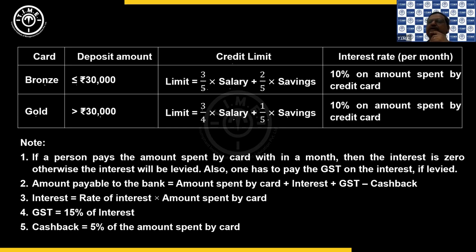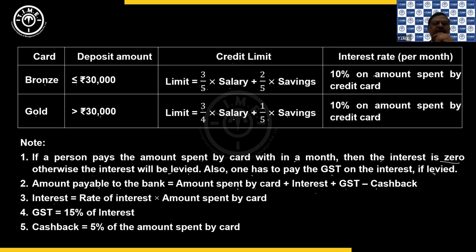The interest rate per month is given as 10% of the amount spent by the credit card. There are a few more things here. If a person pays the amount spent by the card within a month, then the interest is zero. Otherwise, interest will be levied, and one has to pay GST on the interest if levied. Amount payable to the bank is equal to the amount spent by the card plus interest plus the GST on the interest minus cashback.